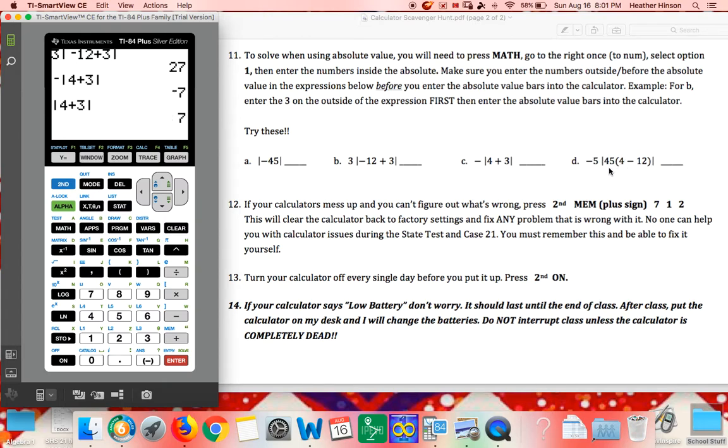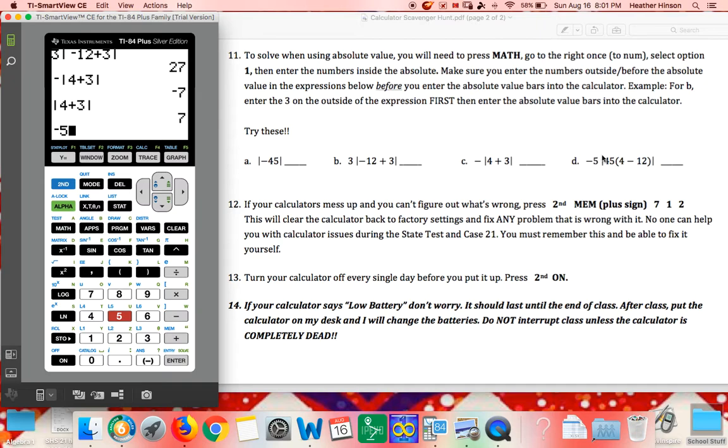For the last one, we're going to have the same thing. We have a negative outside, so our answer is going to be negative. So we need to put that negative 5. Again, why is it negative? Because it's first. So that negative 5 outside.